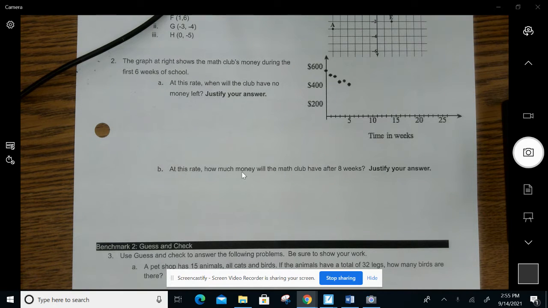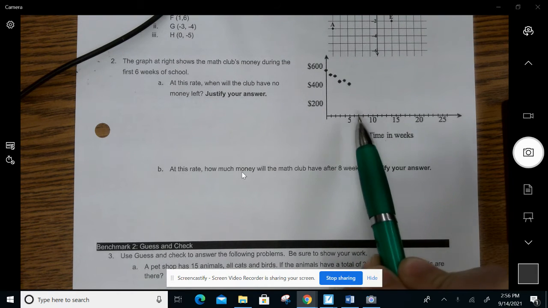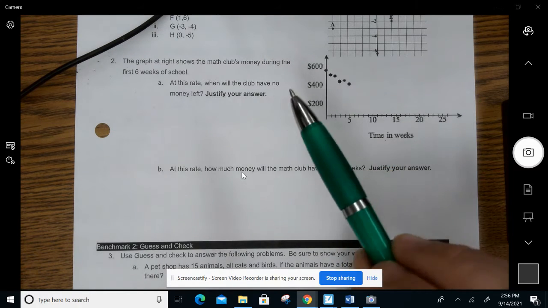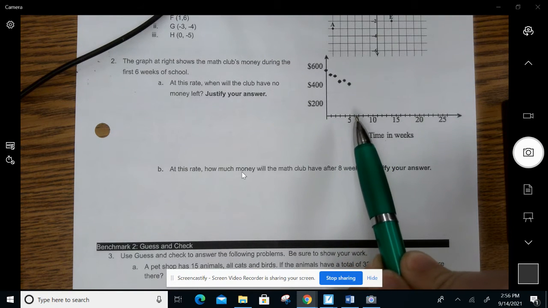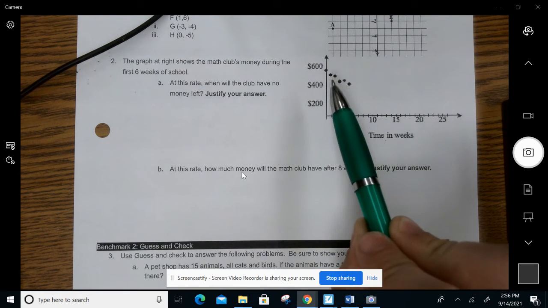Number two, just wanted to give a quick clue in terms of if you're not sure how to do it. We really didn't get to talk about this kind of stuff too much, but I think you'll be able to kind of figure it out. But in case you're having some trouble here, you have a graph, and time is happening in weeks, and as that time is happening, it's tracking money. Let's talk about the math club's money over 6 weeks. So here's 6 weeks. So over that time from 0 to 6, this is what's happening, right?